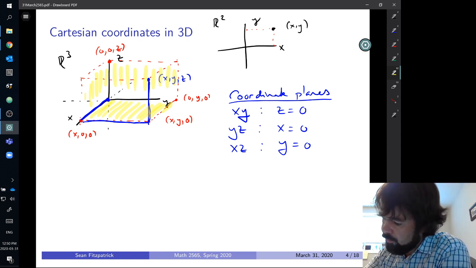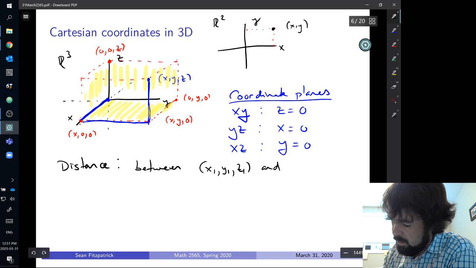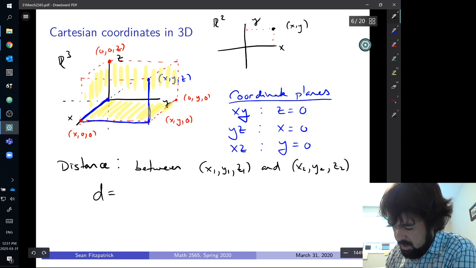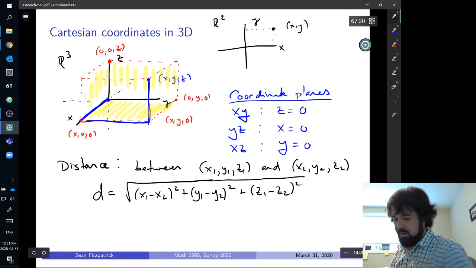One thing I'll also mention: distance formula. So if you want the distance between, say, x1, y1, z1, and x2, y2, z2, it's sort of the natural extension of the distance formula in the plane. x1 minus x2 squared, y1 minus y2 squared, z1 minus z2 squared, all under the square root.